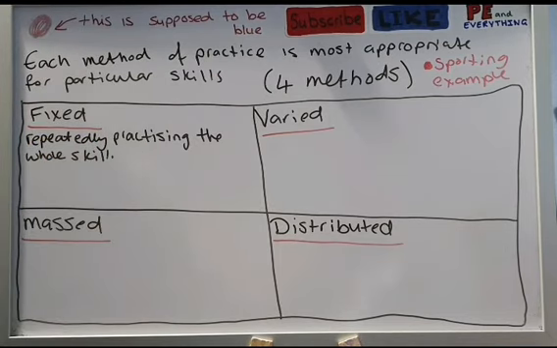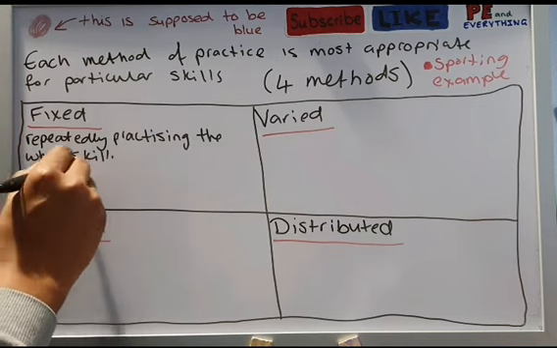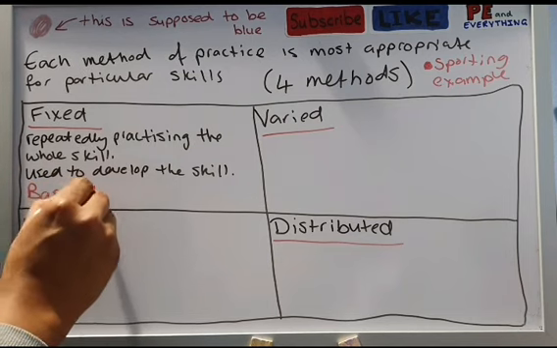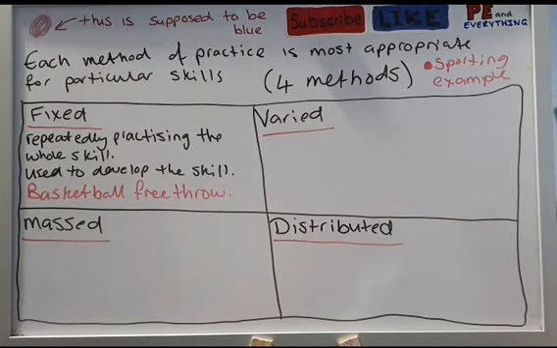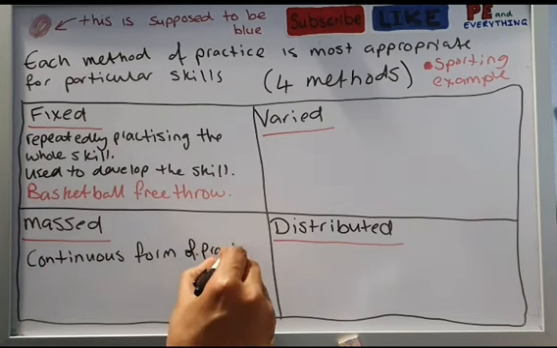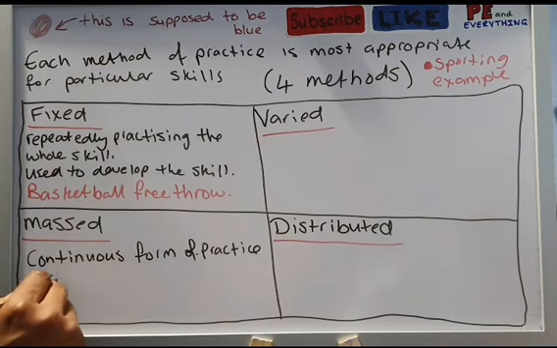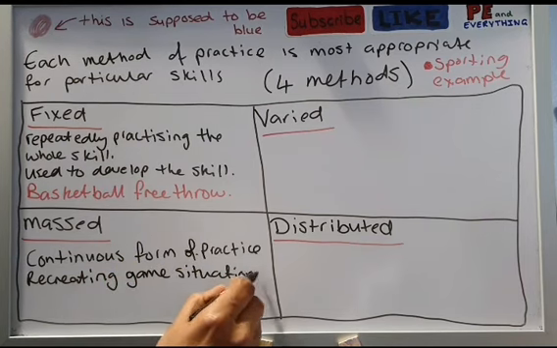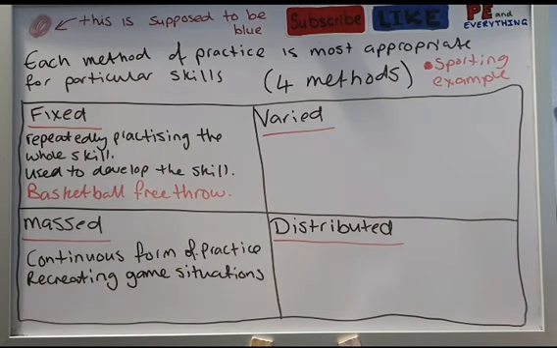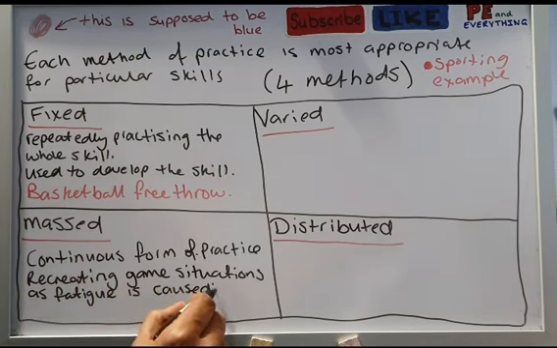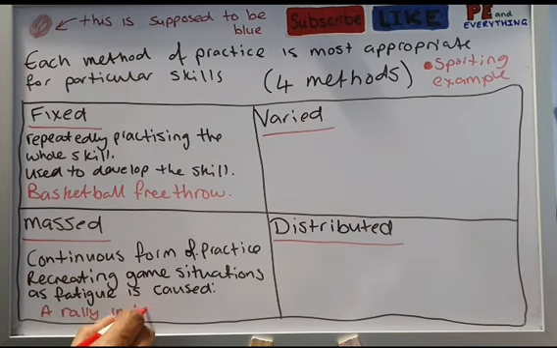Used to develop the skill, it's best suited for closed skills. So an example for this would be something like a free throw in basketball. Moving on to the massed method, a continuous form of practice. Best suited for more simple skills, it recreates the game situation as fatigue is caused. So an example for this would be maybe a rally in tennis.